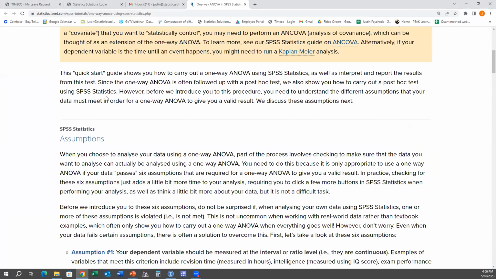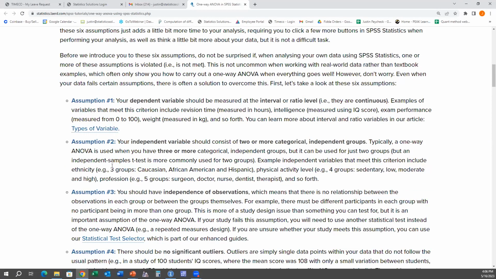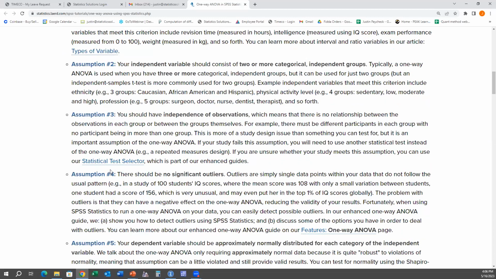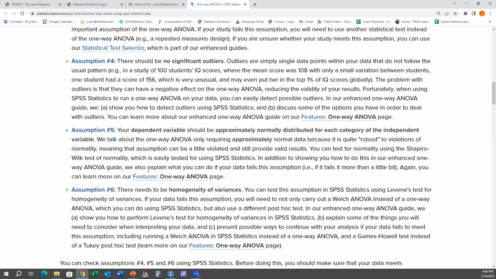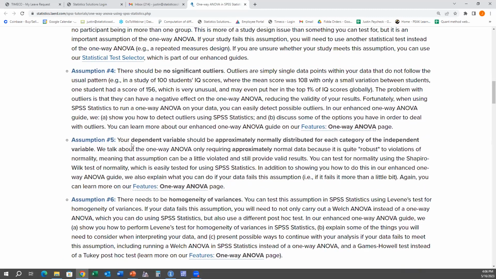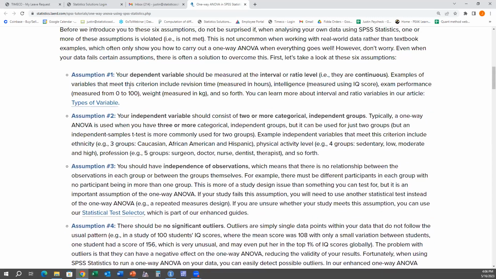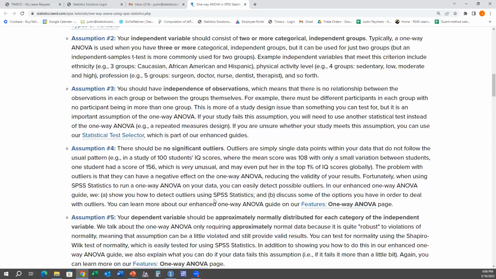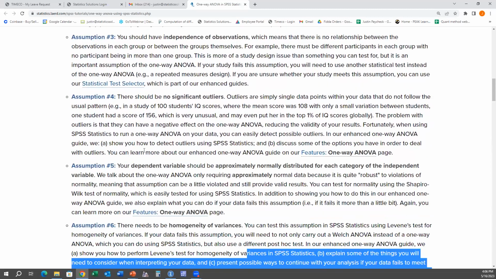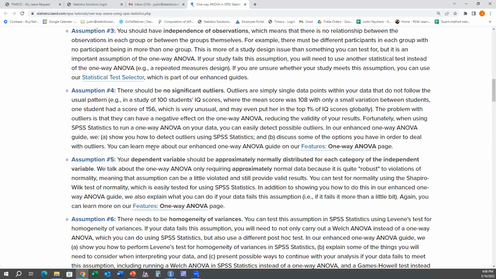So Statistics Laerd goes quite detailed, assumption by assumption, on what should be tested to run this analysis ideally. But verify with your committee if they have a preference for what assumptions to check, because while I do think Statistics Laerd is great, I think they list too many assumptions. I wouldn't check all six of these things. And if you're running a multiple regression, they list 10 plus assumptions that you can check, but not all of them are crucially important, I would say.